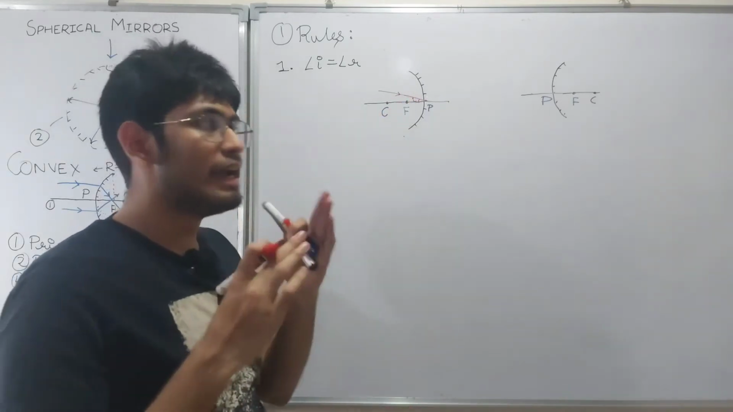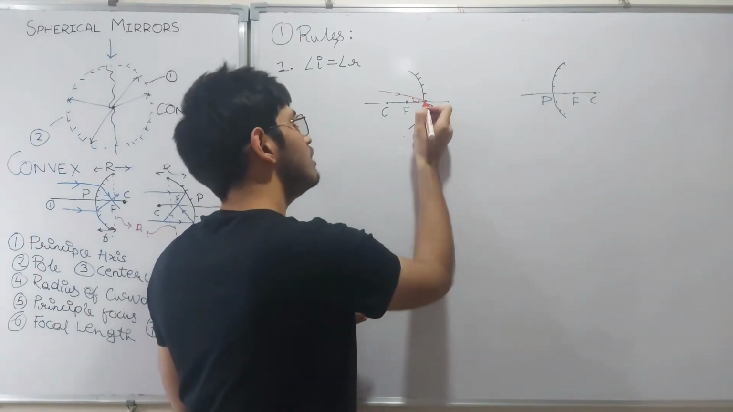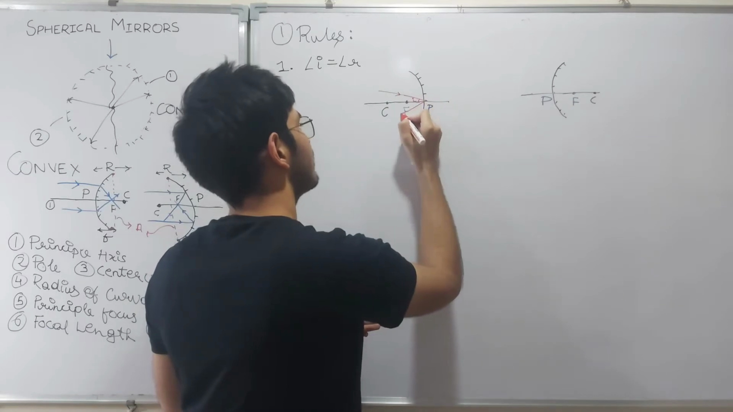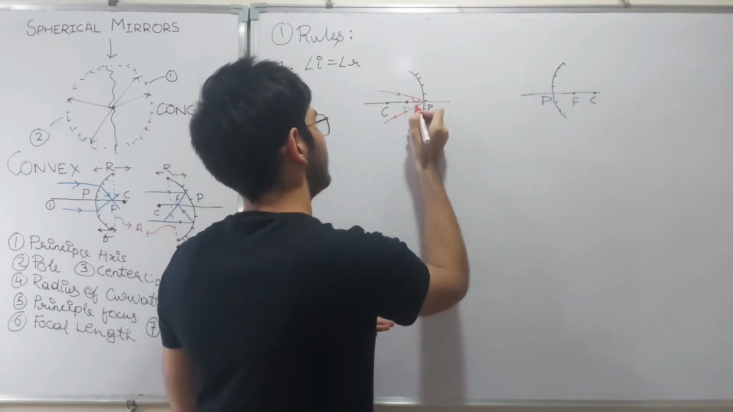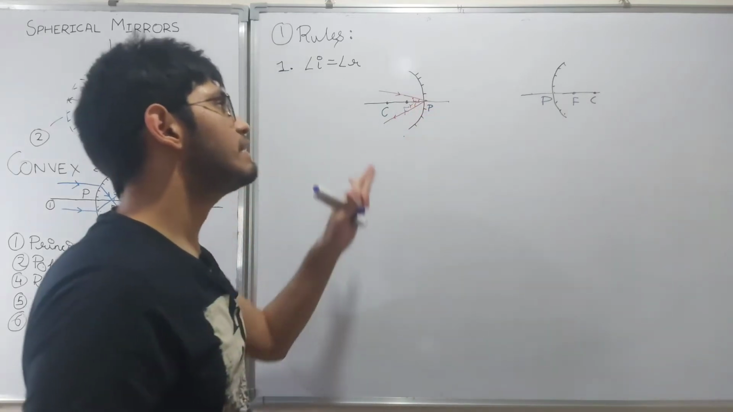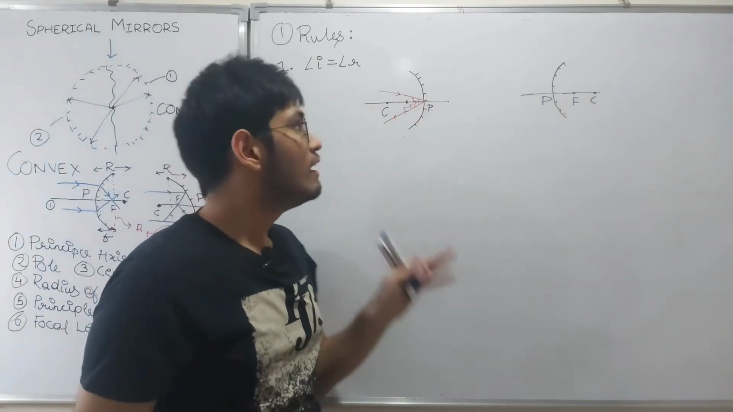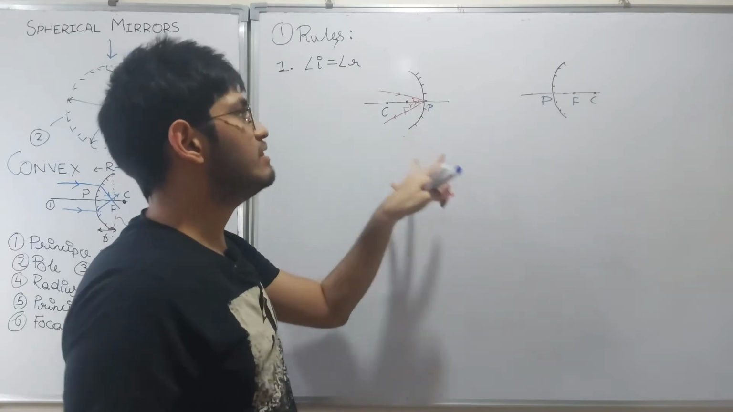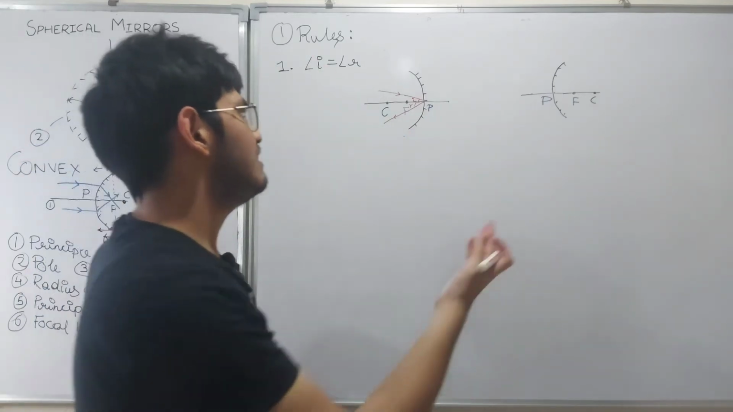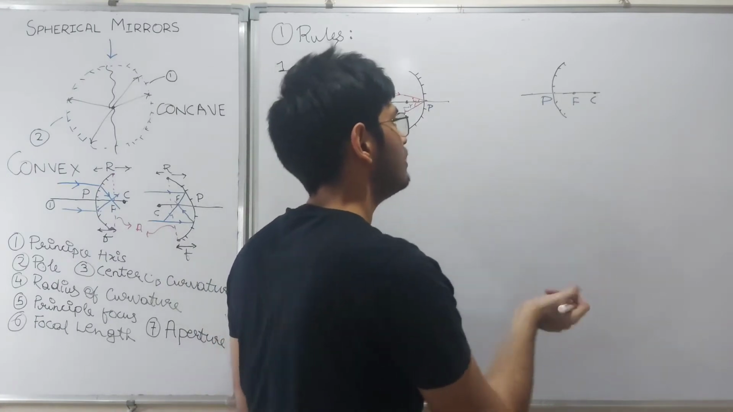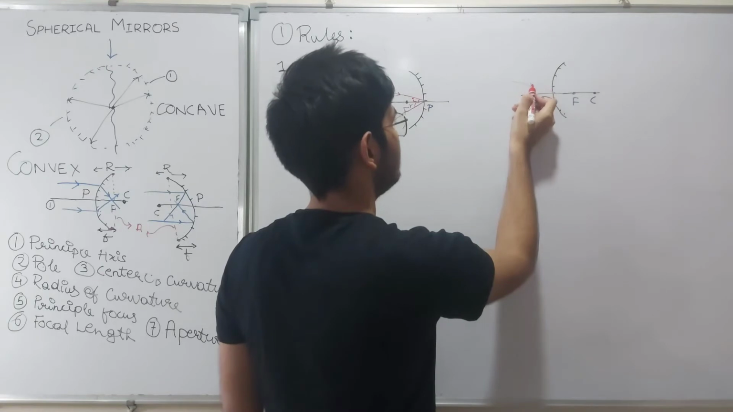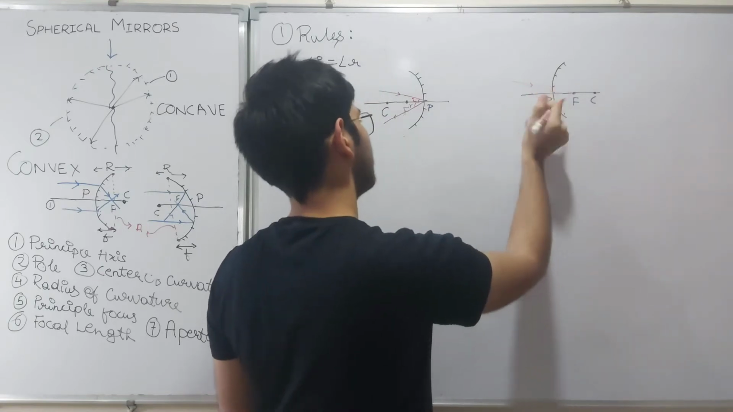What will happen? It will strike the surface, and this ray of light will reflect back, making an angle R, and this small r is equal to capital R in this case, because we know that angle of incidence is equal to angle of reflection. In this case also, a similar case. Suppose that this ray of light will pass something like this, somewhere over here.